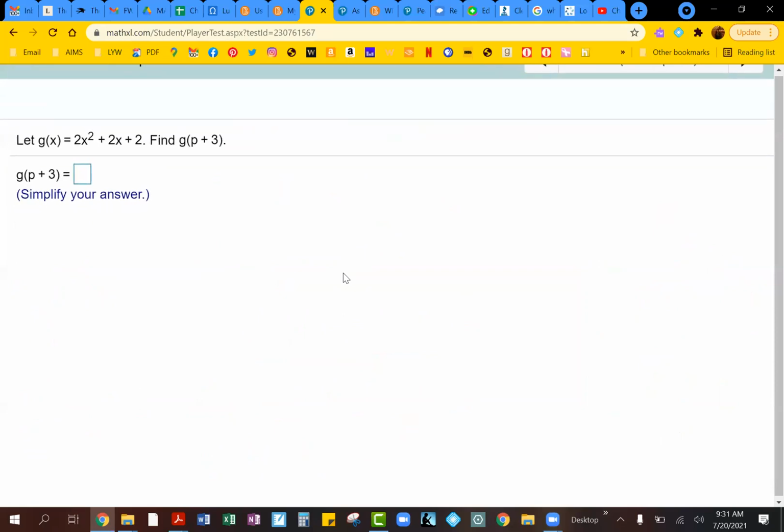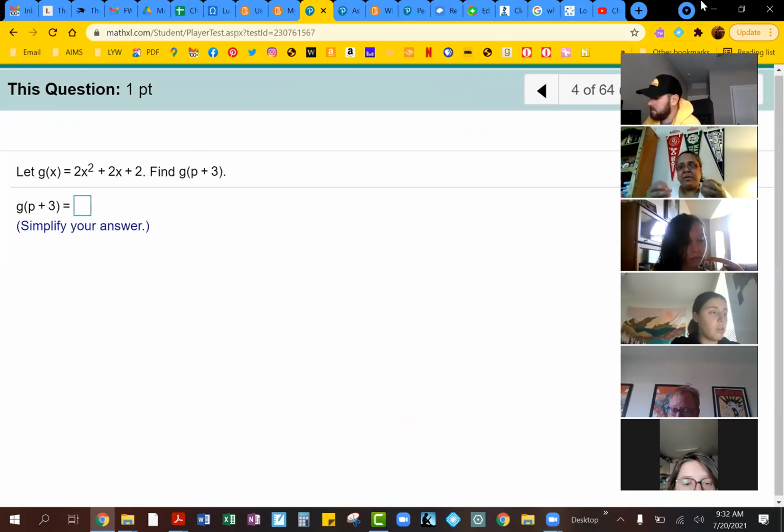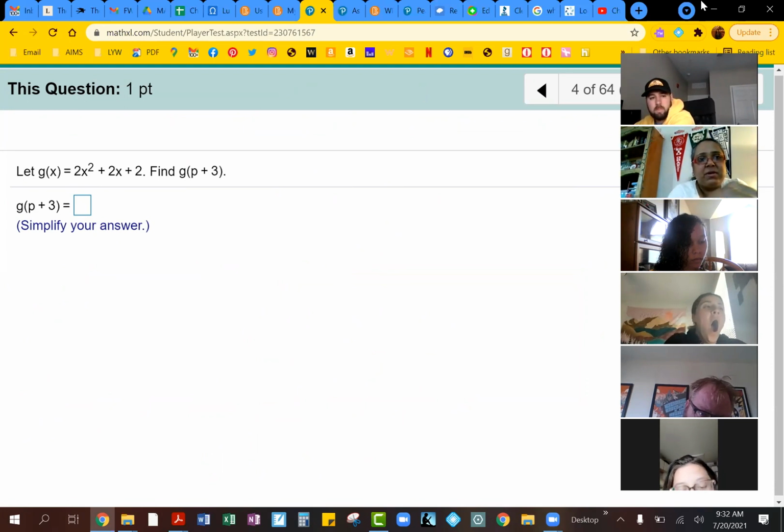Okay, this one is coming from chapter 2 when we first introduced functions, because remember, this is where instead of just using y equals mx plus b, we introduced the notation of f of x equals mx plus b, or whatever the equation might be. This is a second degree polynomial. So when they ask you to find g of p plus 3, what exactly do you need to do here? You have to substitute the p plus 3 wherever there's an x.